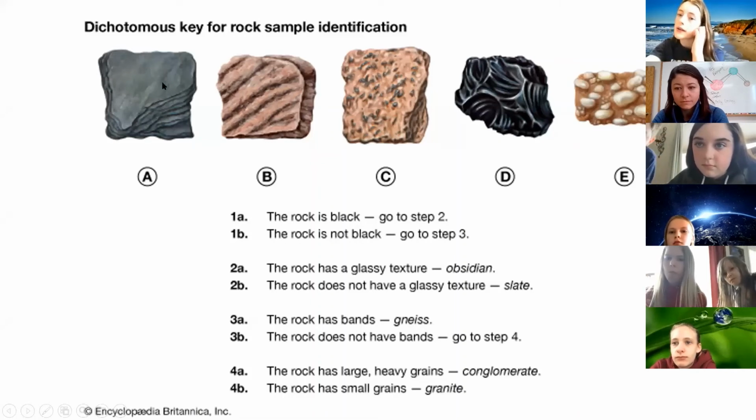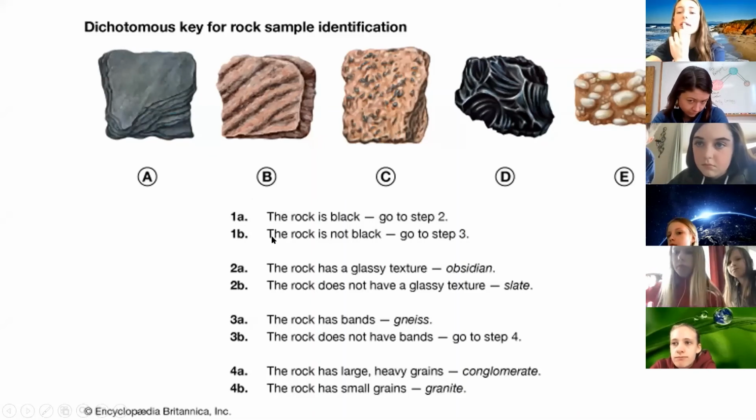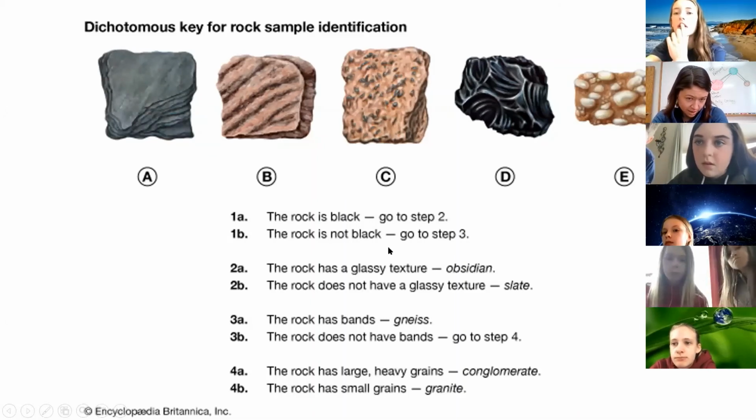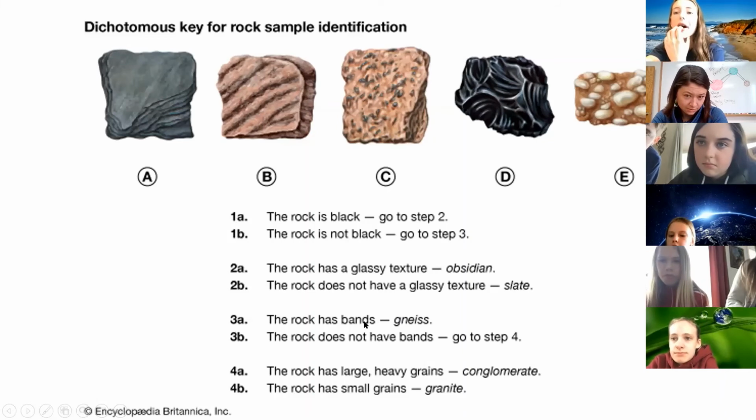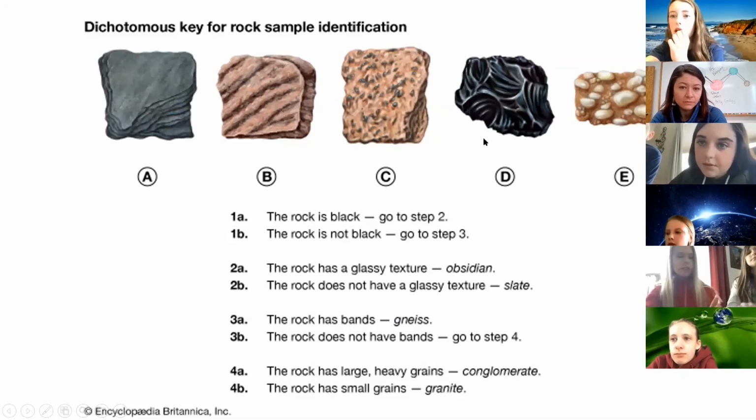A is obsidian. You think it's obsidian? Alright. Okay, so is it black or not black? Oh, it does not have a glassy texture, so not black. It's slate. So you go to step 3. It does not have... I think D is obsidian. Yeah, D is probably obsidian. E is obsidian. Good. Wait, so this one has stuff. So E, what did we say E was? Conglomerate. D is obsidian. Did anyone do C?